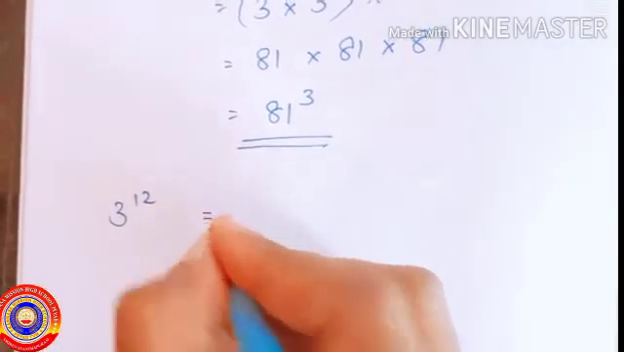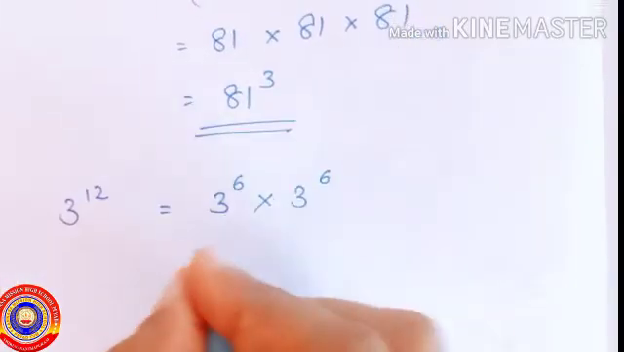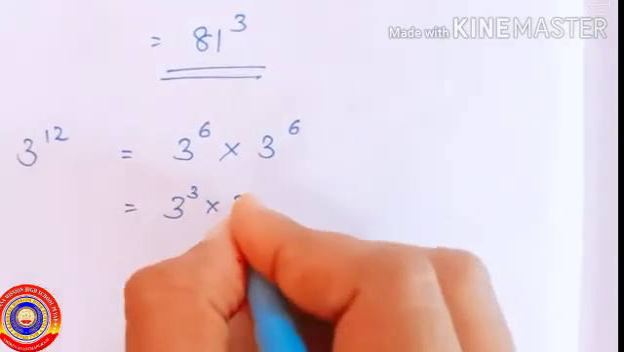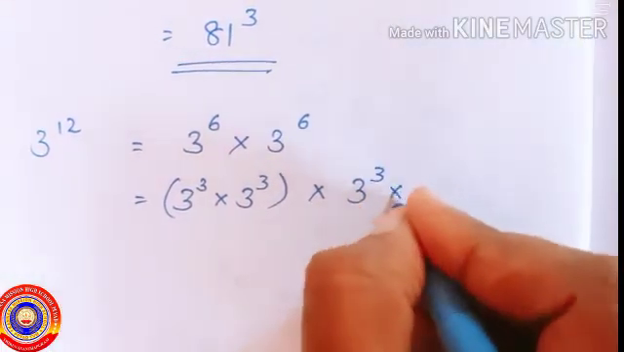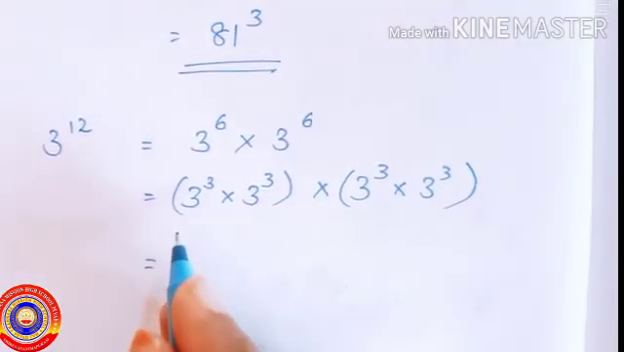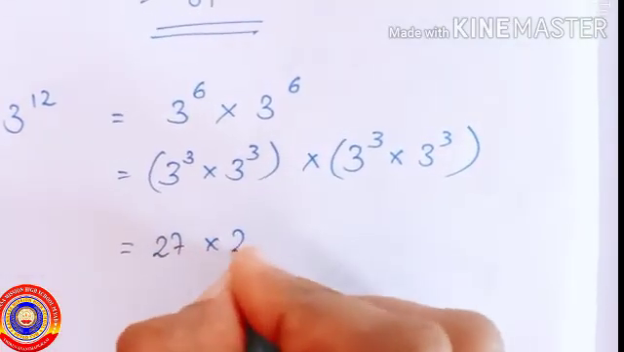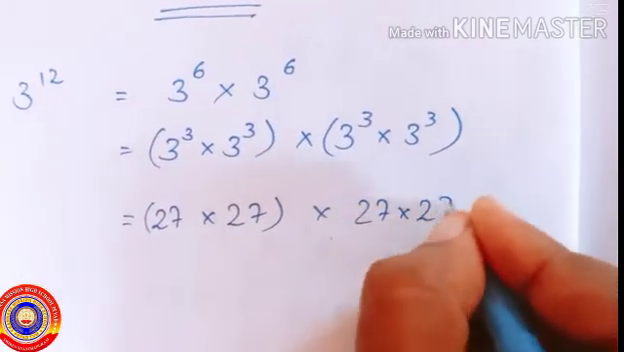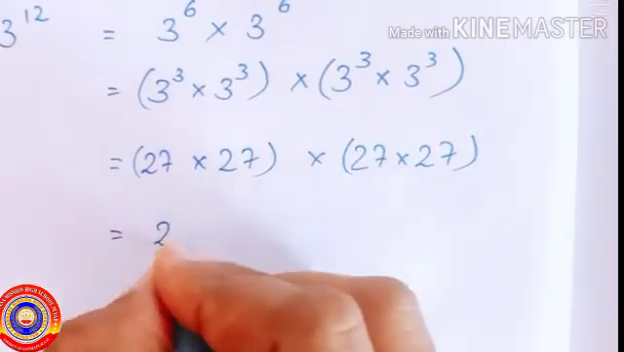Another way, 3 raised to 12 is equal to 3 raised to 6 into 3 raised to 6. Again, we can split the 3 raised to 6 as 3 raised to 3 into 3 raised to 3, then again 3 raised to 3 into 3 raised to 3. Here 3 raised to 3 is 27. So 27 into 27 into 27 into 27. Here there are 4 27, so 27 raised to 4.